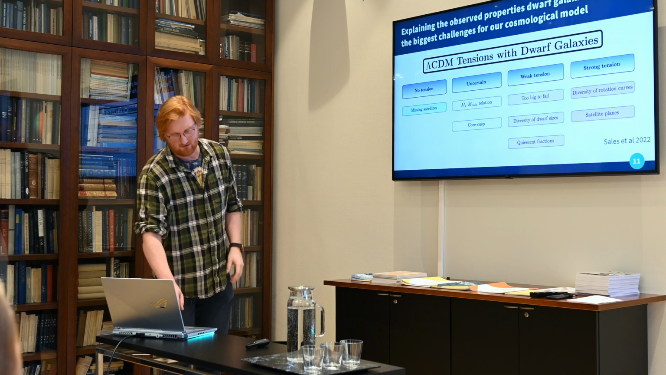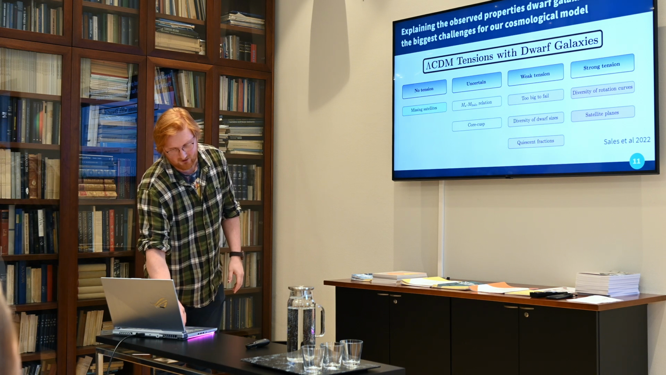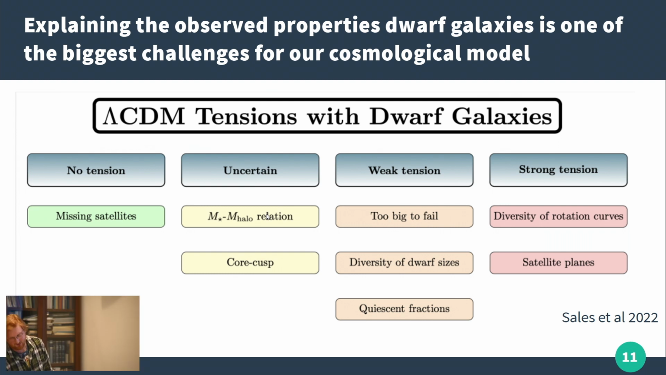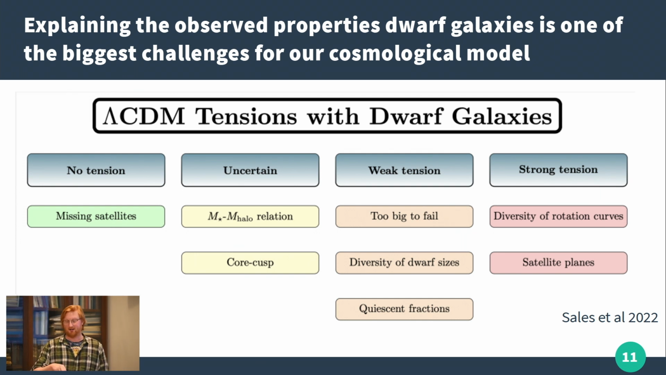It's not clear whether the stellar to halo mass relation is completely right. There are uncertainties in the computer models and also in the observations. There's a problem that dark matter halos in the simulations typically form very dense cores, but dwarf galaxies don't seem to form that kind of thing. So there seems to be a problem. But on the other hand, the mass profiles of real dwarf galaxies are very hard to measure, so there's observational uncertainty. Then there are a bit more severe problems.